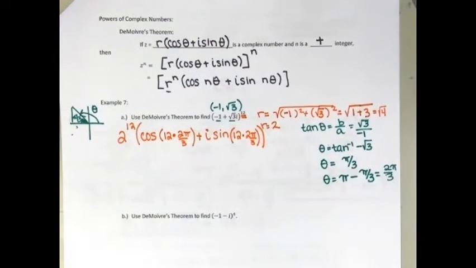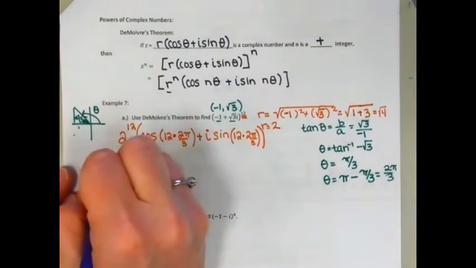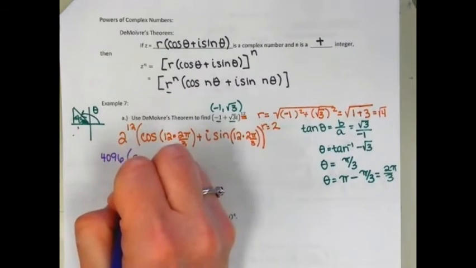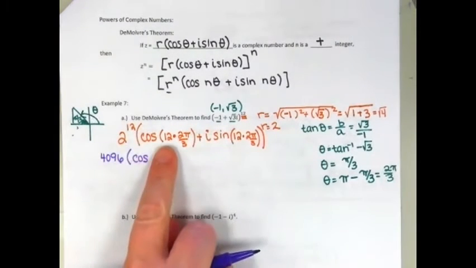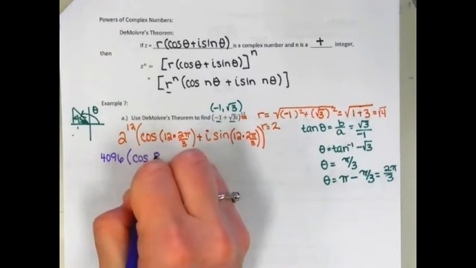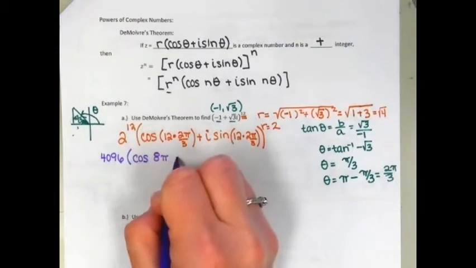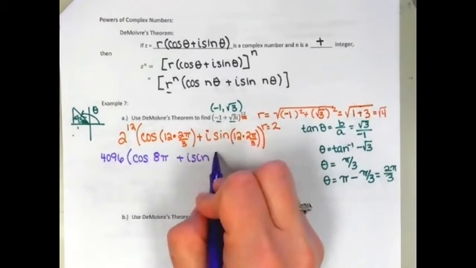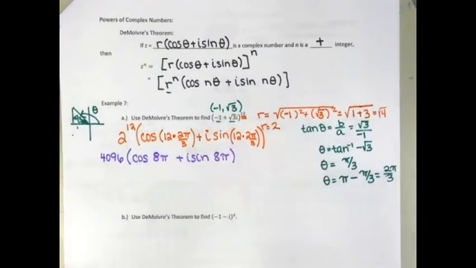Okay. Now, what is 2 to the 12th power? 4,096. Okay. Times the cosine of what is 12 times 2 pi over 3? 8 pi. Plus I sine of, again, 8 pi. Okay.